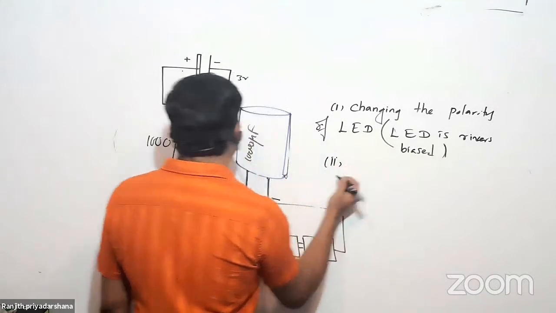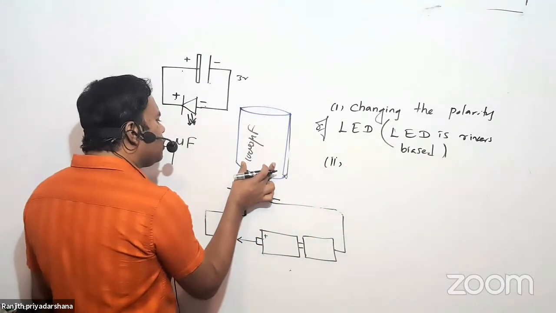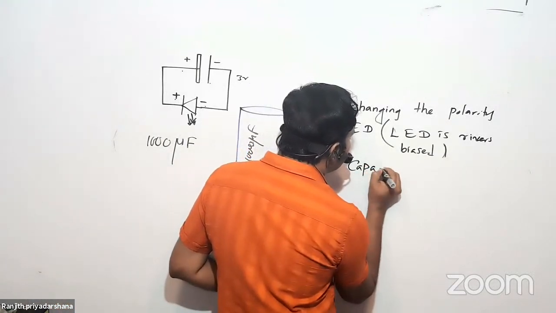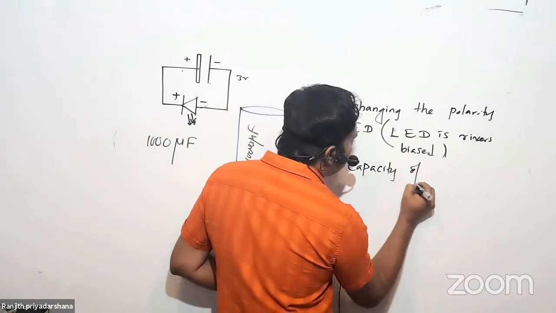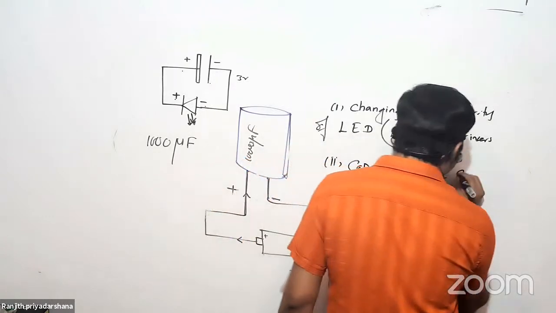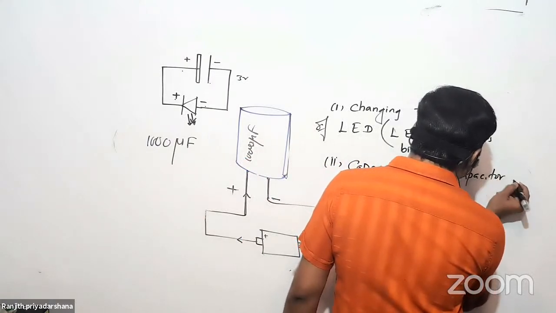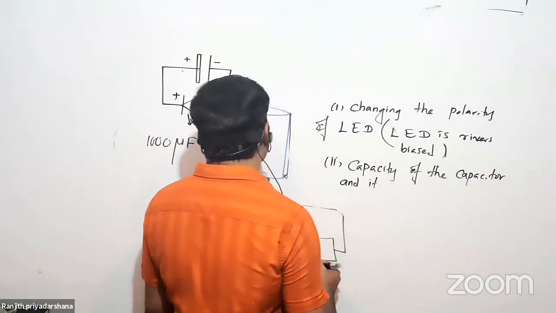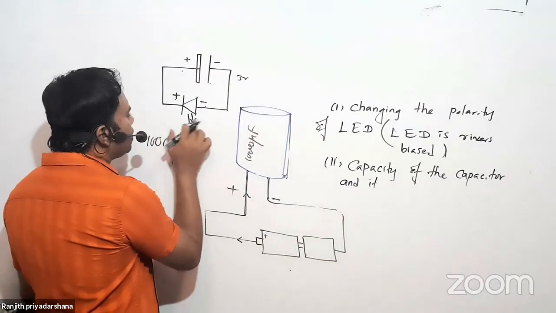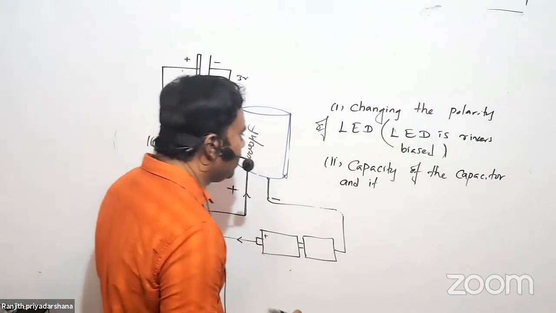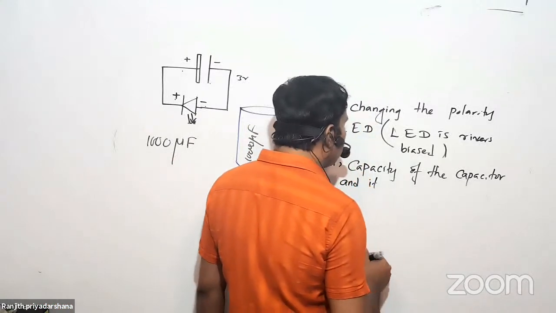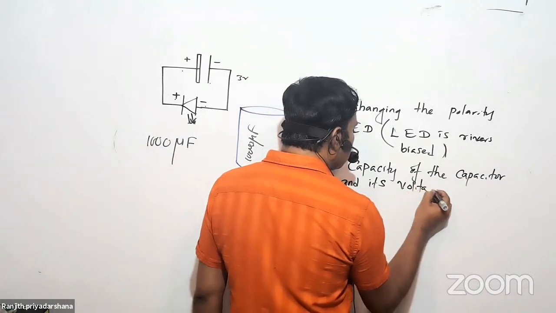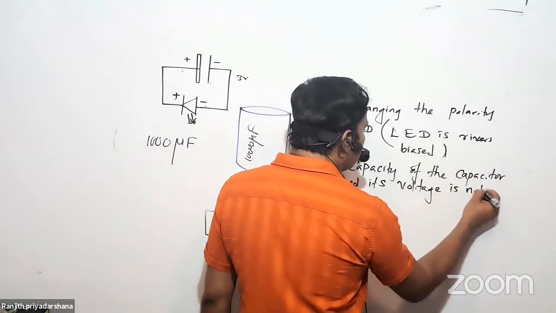Second instance, the capacity of the capacitor is not enough. The electric potential required for light in an LED is around 2.5 volts at least, sometimes 3 volts. The capacity of the capacitor and its voltage is not enough.